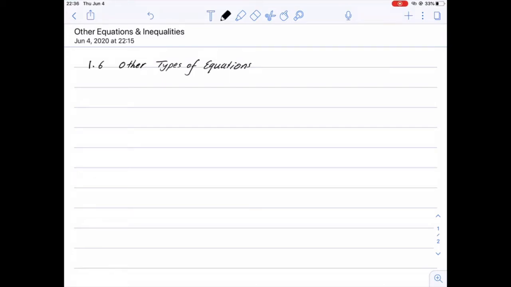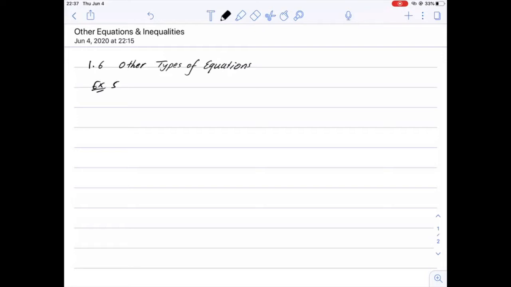In the previous video, we learned how to solve linear equations. In this section, we learn how to solve other types of equations. For example, we will learn how to solve rational equations and equations that involve radicals, square root, cube root, and things like that. So let's do some examples to understand how to solve these types of equations.